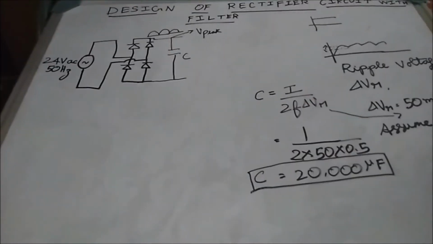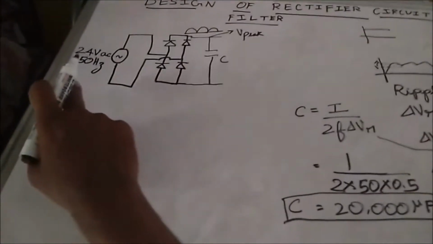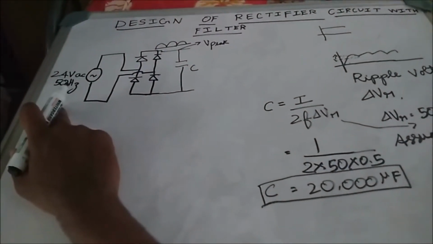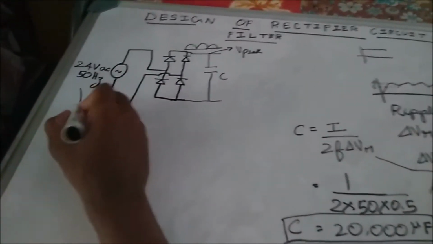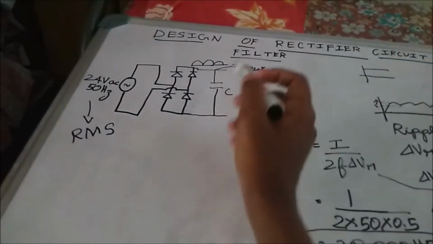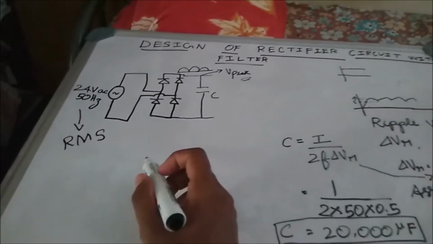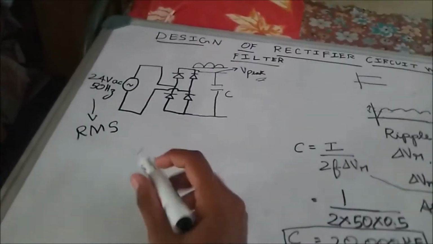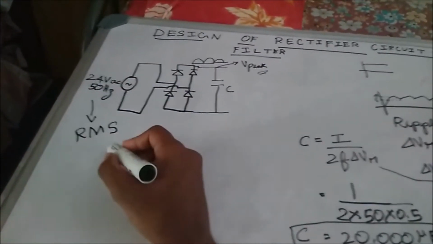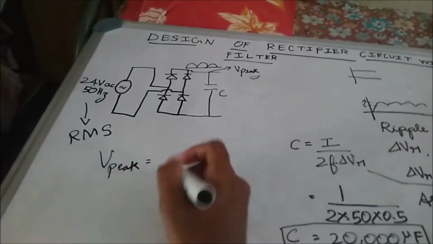So how to find the rectified voltage? Simple. This input supply is 24 volt, which is the RMS value. To calculate the peak value, we need to multiply by root 2. To convert RMS to peak, we need to multiply by root 2. So let us calculate the peak rectified voltage value right now.